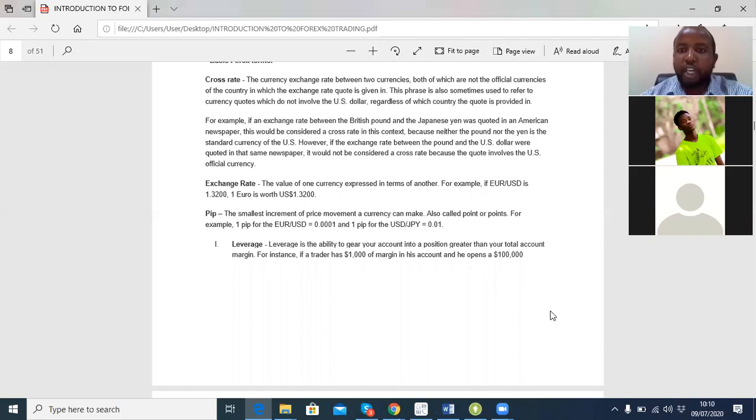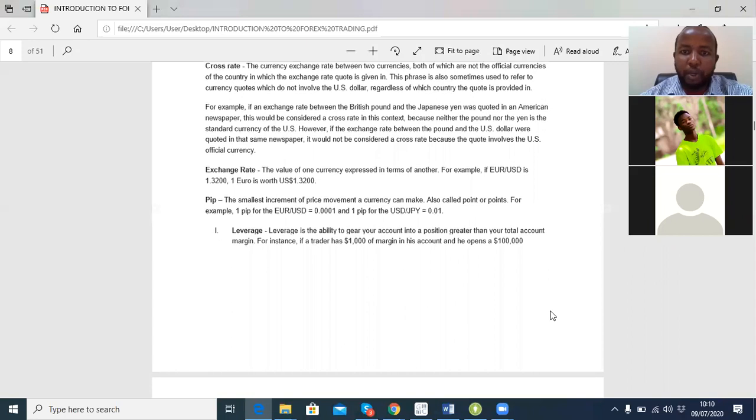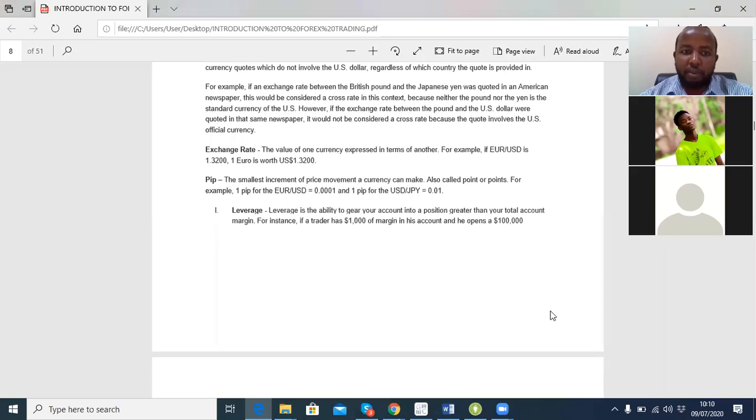Regardless of which country the quote is provided in. For example, if an exchange rate is between the pound and yen, quoted in American paper, this could be considered as the cross rate. Basically, you usually have USD and the rest, or Euro USD, as the rate.